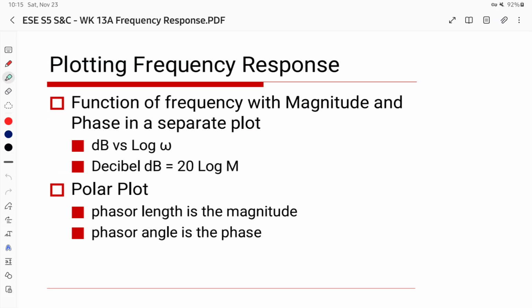So continuing from the previous section, this video is about plotting frequency response as a function of frequency, with the magnitude and phase in separate plots. For example, dB versus a logarithmic scale of the frequency omega = 2 pi f. In decibels, dB is 20 log M, where M is the magnitude. We'll go through that first and then we'll move on to the polar plot next.